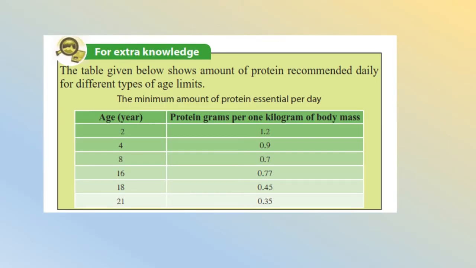So children, the table shows you the different amounts of proteins that are recommended for different age limits. You can see that this table summarizes the minimum amount of proteins that must be included per day. The different age categories are given as well as the amount of protein per 1 kilogram of your body mass. So children, you can find your age and, if you know your body weight, you can calculate the amount of proteins that is needed for your requirement.